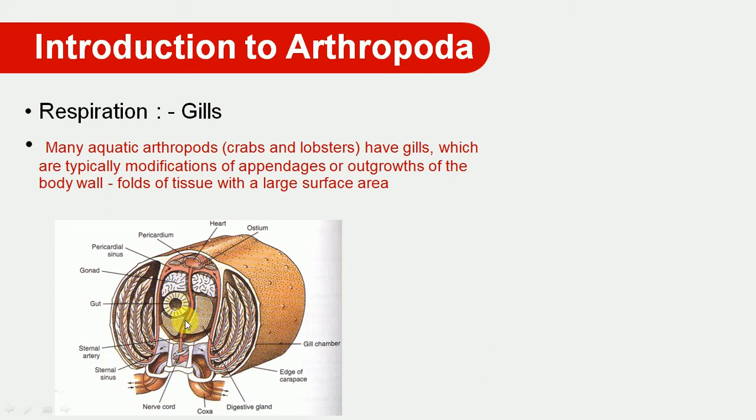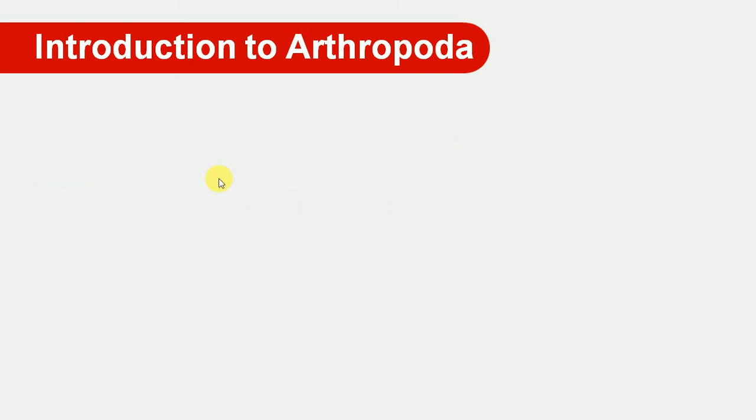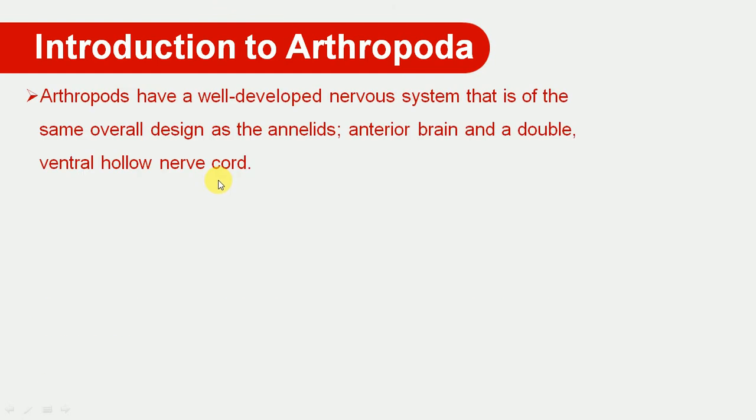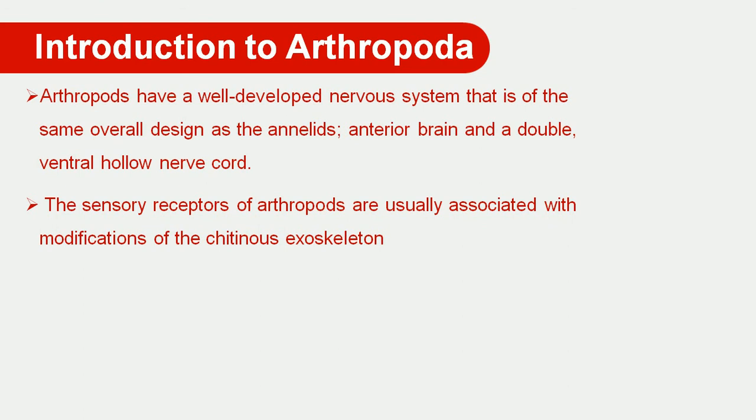Then we can also see that these arthropod animals have a well-developed nervous system. The overall design of the annelid, an anterior brain and a double ventral nerve cord, looks the same in the arthropod animal. It is carried forward from the annelid to arthropods. Sensory receptors are found in the body. They are usually associated with modifications of the chitinous exoskeleton, and with every frequent movement they give sensation, as the outer cuticle of the exoskeleton chitin is removed through the casting mechanism of the ecdysis process.